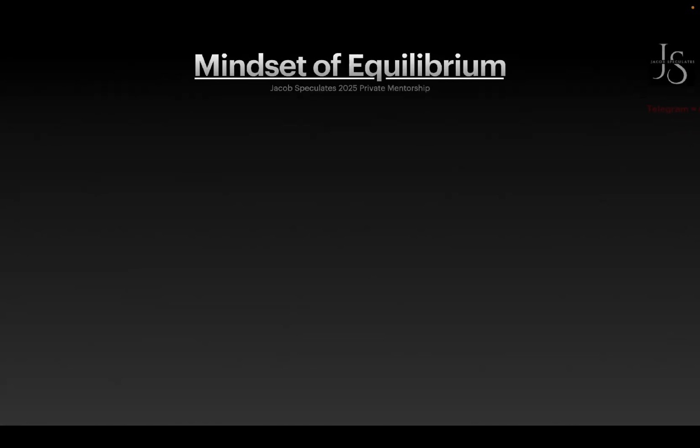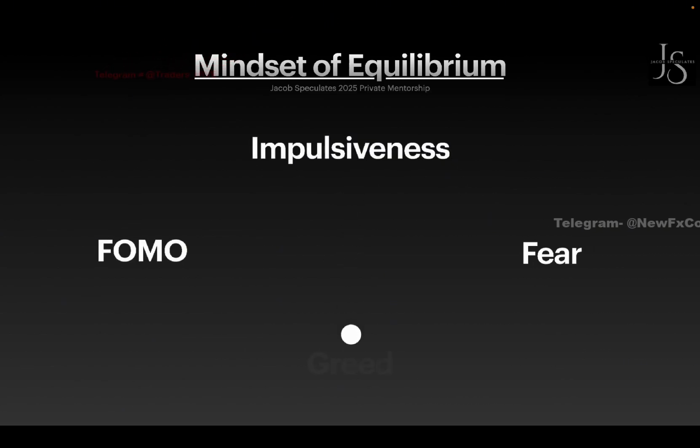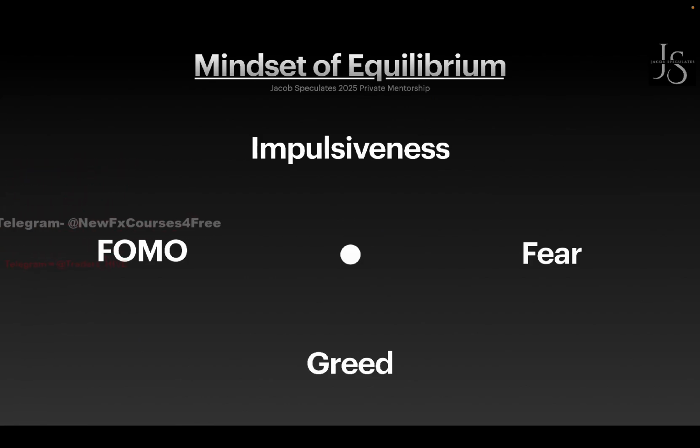Getting started with the mindset of equilibrium. Whenever you're trading in front of a live environment, let's pretend that small little circle on the screen is you. You will have mainly four common emotions that are likely to occur and are likely to drag you to one side, which cause you to do actions that aren't necessarily within your best interest. These four common emotions are impulsiveness, fear, greed, and the fear of missing out.